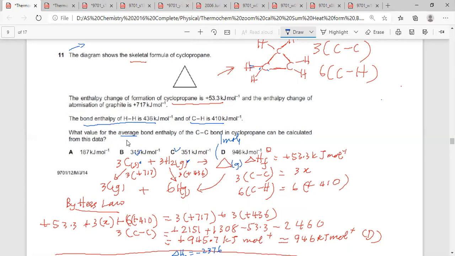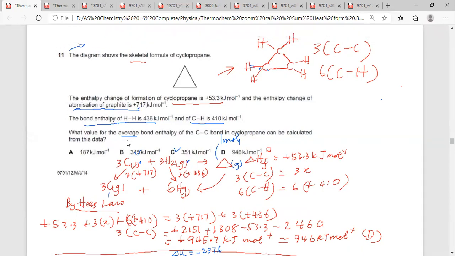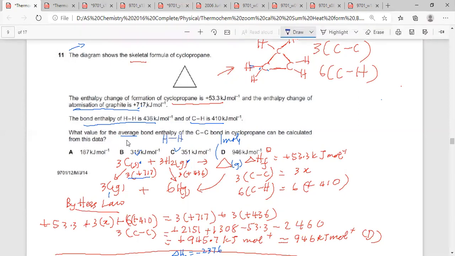So here, right? Remember, they say atomization of graphite, okay, from here to here. 1 mole form is plus 717, okay? So 3 moles form 3 times. Yeah, and the enthalpy bond energy for H-H to here, I'm breaking 3 bonds to form 6, so 3 times 436, yeah.